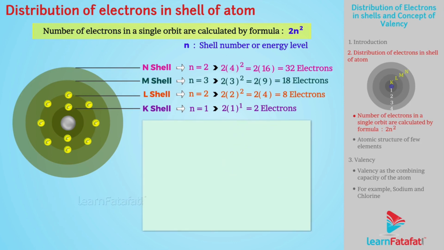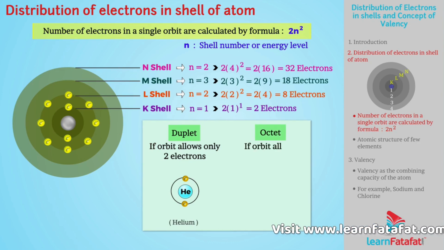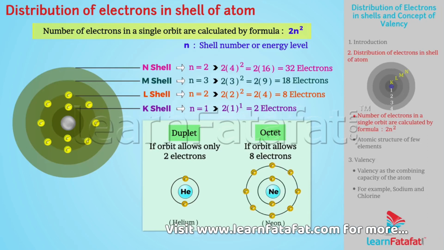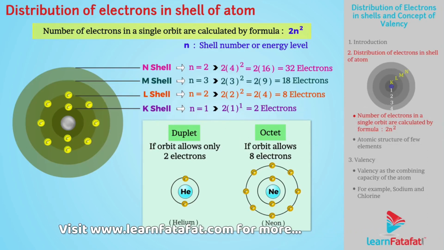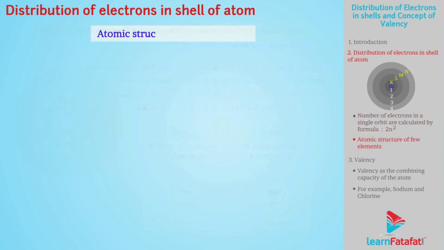Normally we use the term duplet if an orbit allows only 2 electrons. Similarly, we use the term octet if an orbit allows 8 electrons to be filled in it. Electrons start filling from the inner shell towards the outermost shells. The atomic structure of a few elements is given below.